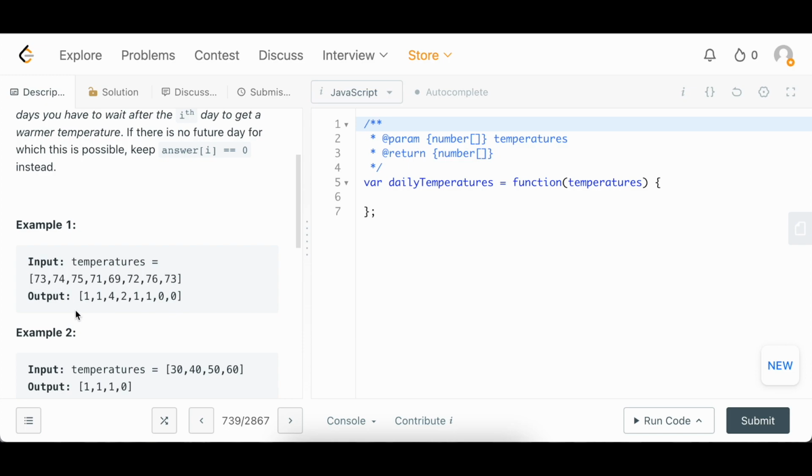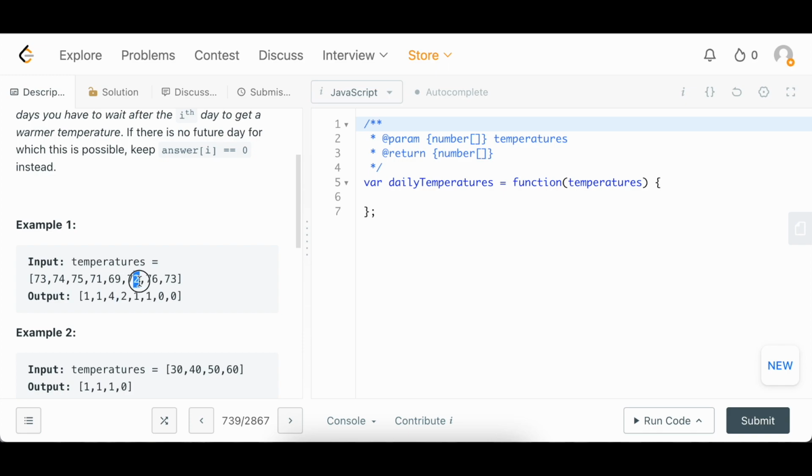For 74, it's again the same, because immediately after 74 we get the temperature 75, so that is also 1. For 75, if you see, the next day is 71, and after that you have 69, and then 72, and then 76. So you basically have to wait 1, 2, 3, 4 days to get the temperature 76, which is greater than 75. So the answer is 4. Similarly, we have the other cases as well.